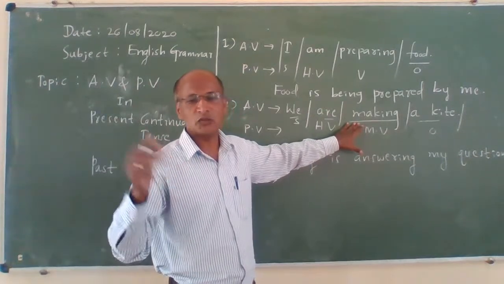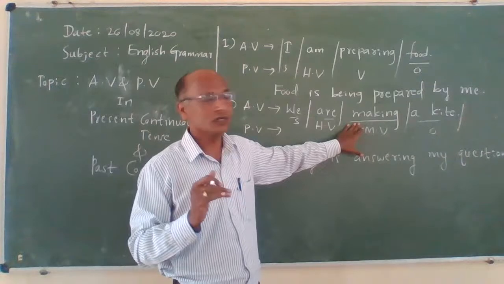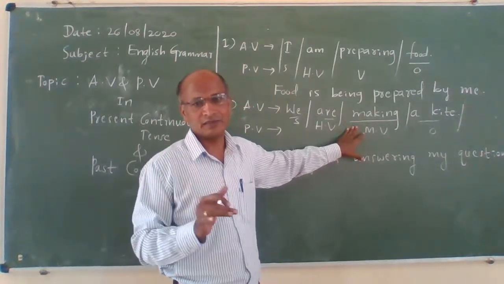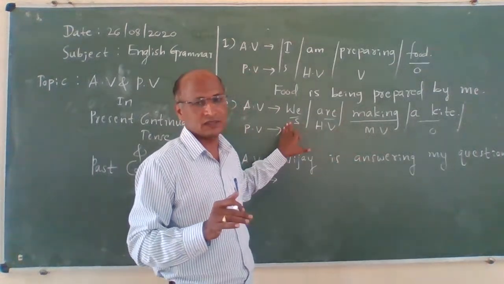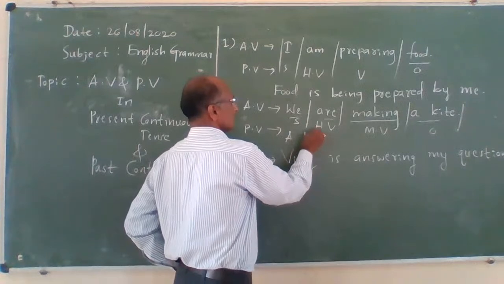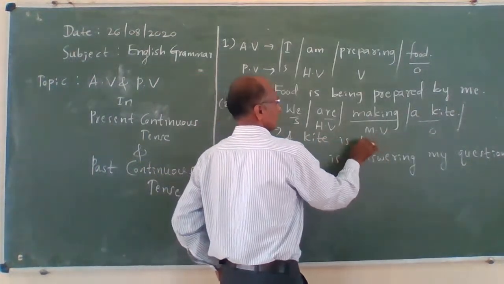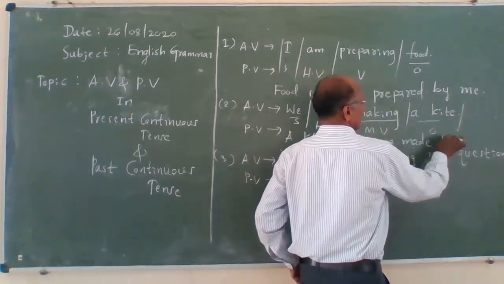Make is changed to made. The third form or the past participle of the verb make is made. A kite is being made by us. We change to us. A kite is being made by us.